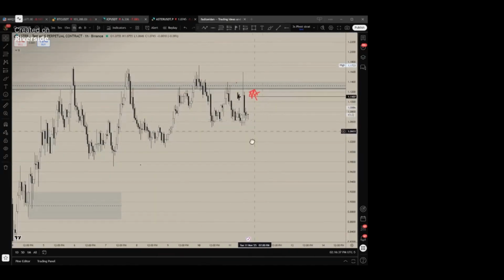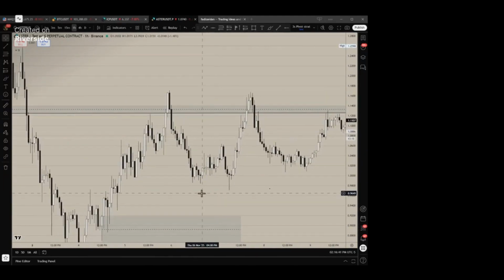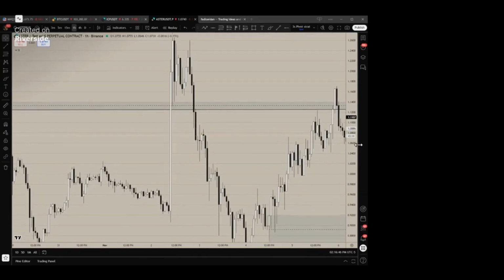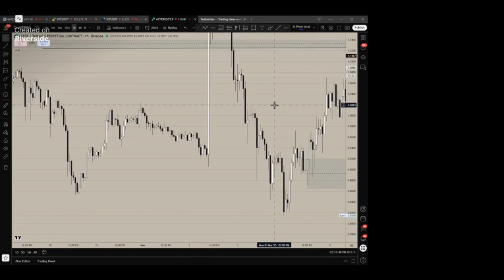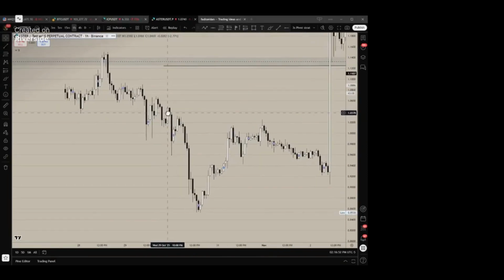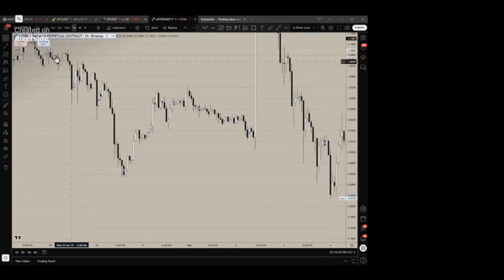What it's doing is institutional players are placing orders before the big move. That's essentially what they're doing. So like right here, I mean, there's so many order blocks everywhere. We could do this right here.